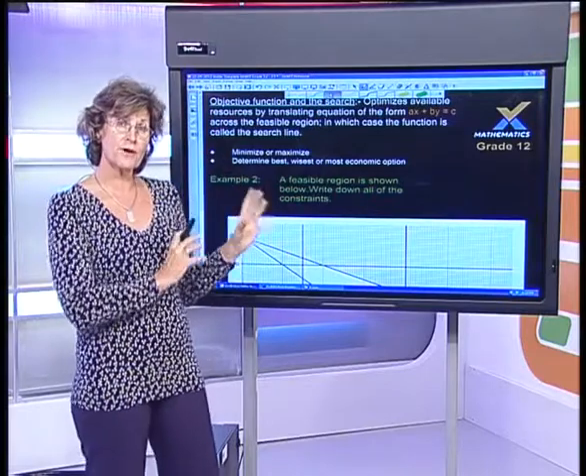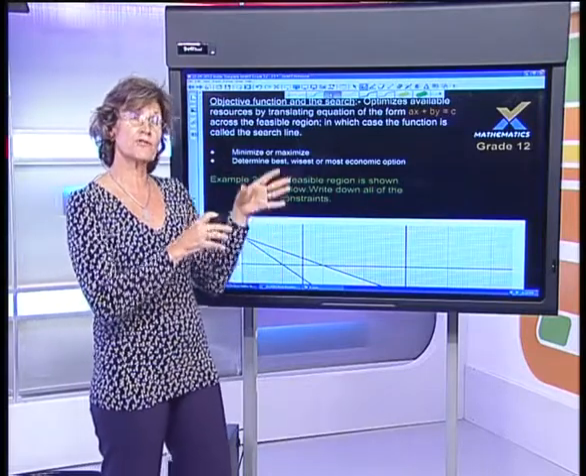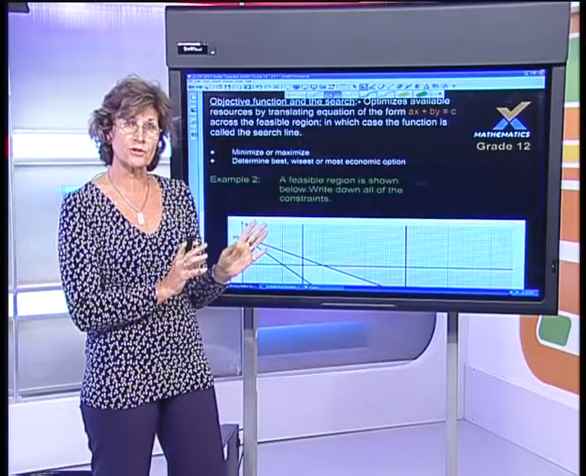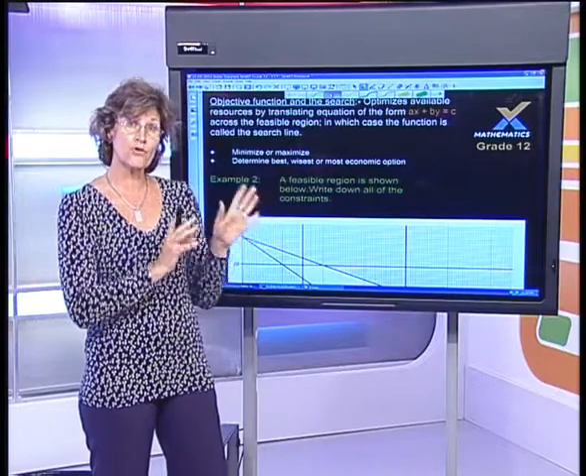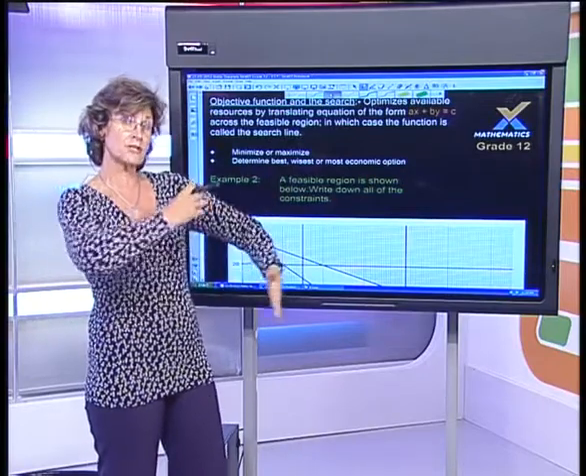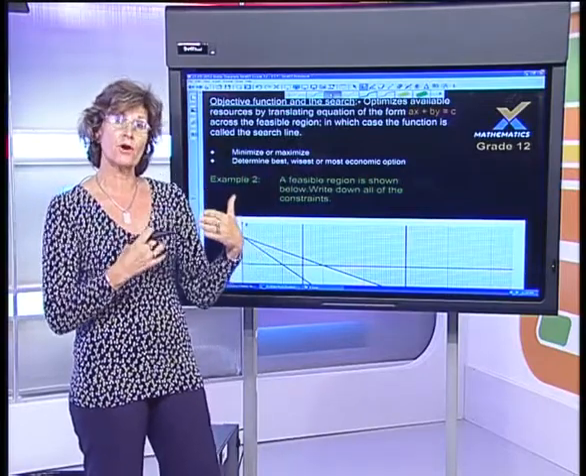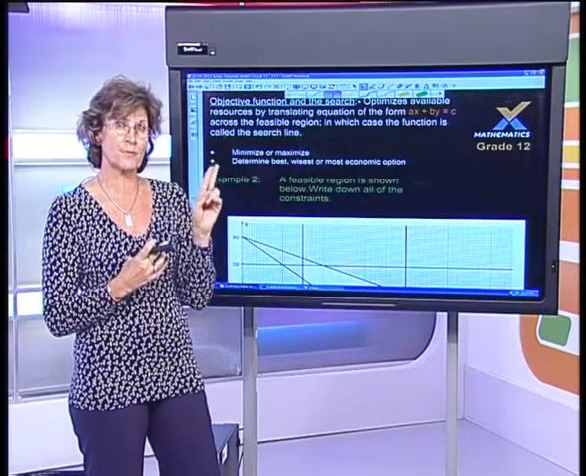All right, what I'm going to do with you now is the second kind of question that they can ask you. Basically, they give you the drawn feasible region, and you have to take it backwards and give them the constraints. That's the second type of question.